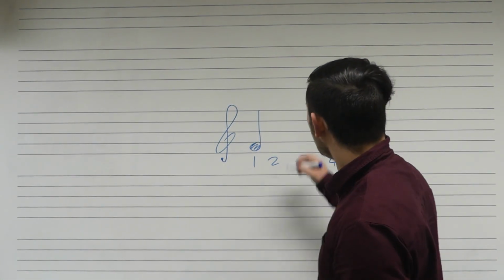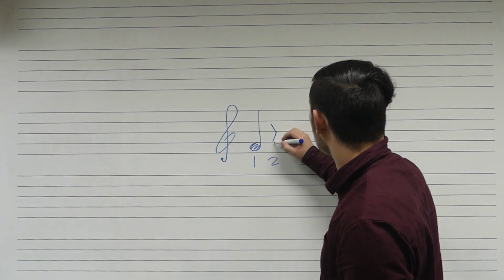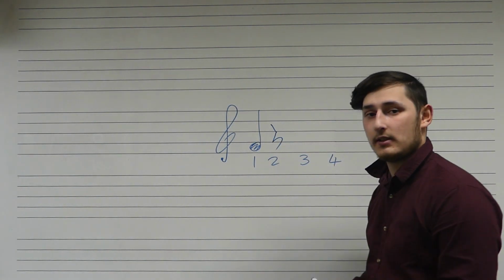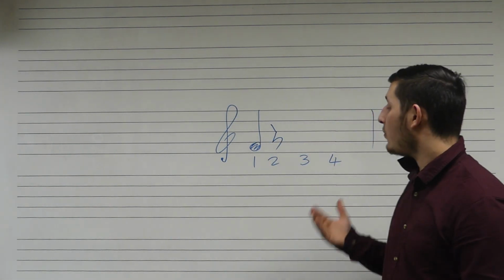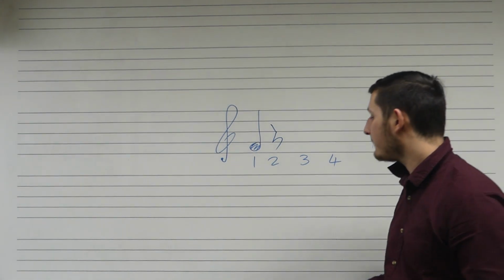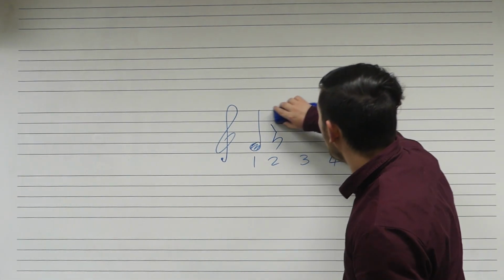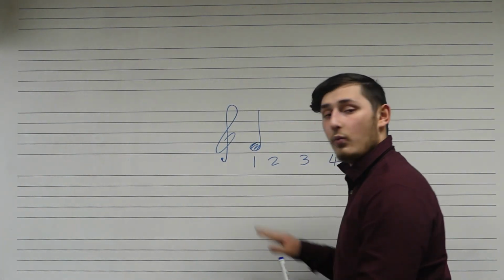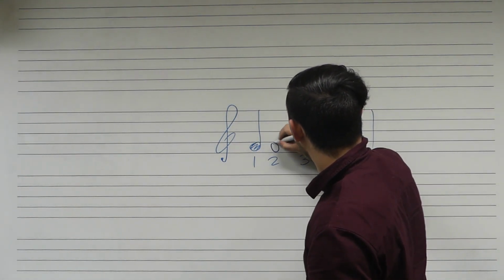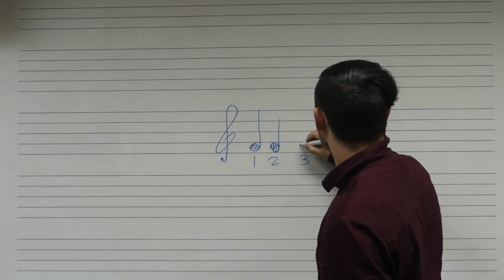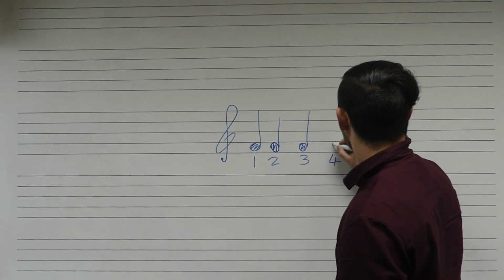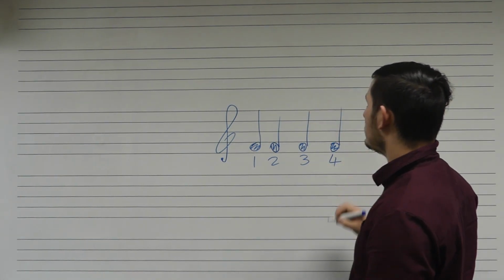So, we also have the crotchet rest, which is also worth 1 beat in the bar. This means that in one whole bar we can have 4 crotchet values.